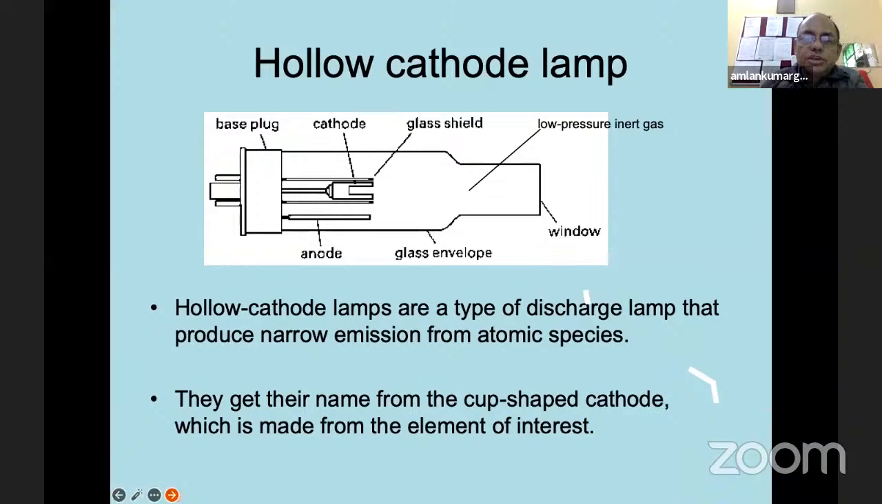So these are actually discharge lamps. Hollow cathode lamps are discharge lamps. They are made of an anode and a cathode. This cathode is hollow in shape. That gives the name hollow cathode lamp. And you have a window and a glass envelope. Window means this is made of a different type of glass, which allows radiation to pass through. That is why it is called a window.